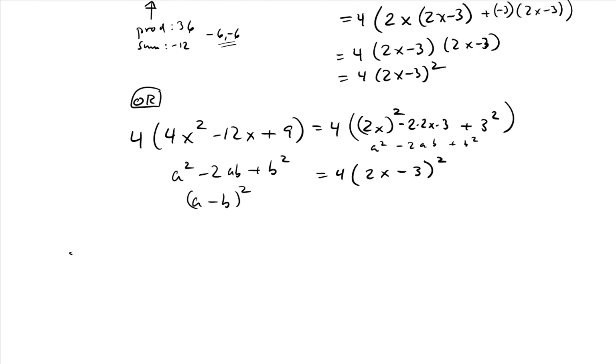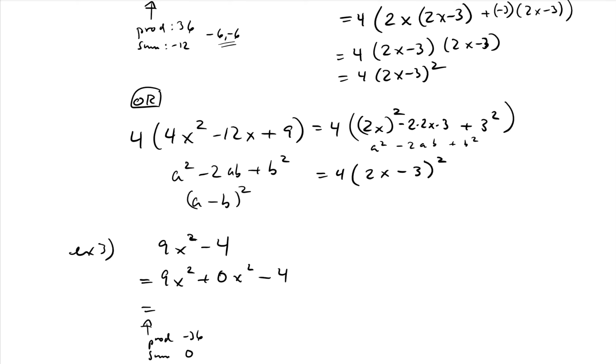An example 4. Is it example 4? No, it's example 3. So here, if I want to apply the sum product method, I would need a middle term to figure out what the coefficient of the middle term is. So I'd have to create it by putting 0x. And then I would say the product is minus 36 and the sum is 0. And if the sum is 0, one number is the opposite of the other. So it would be 6 and minus 6.